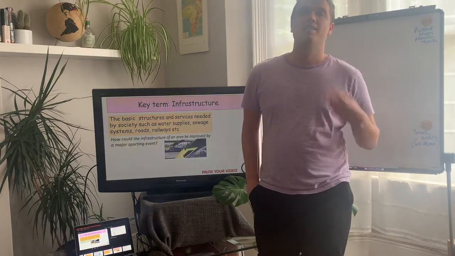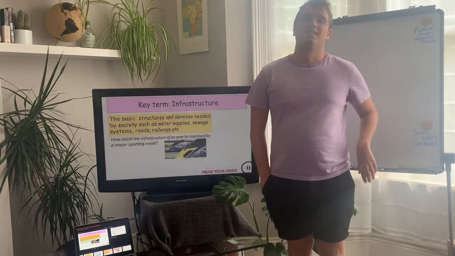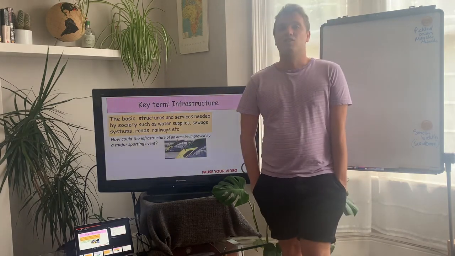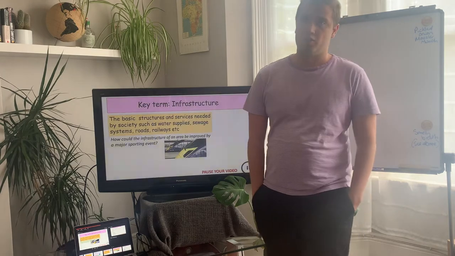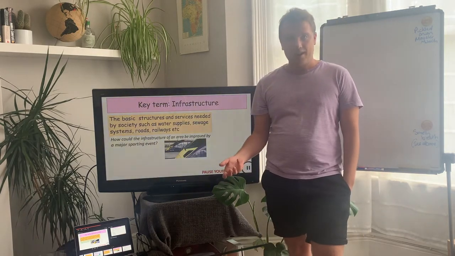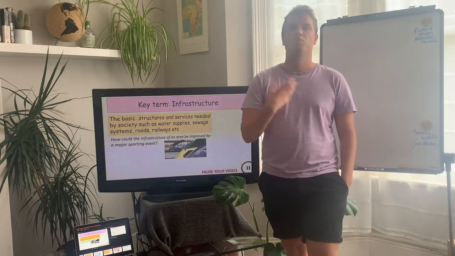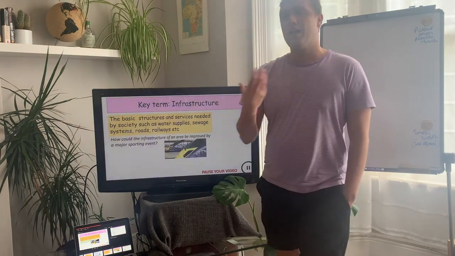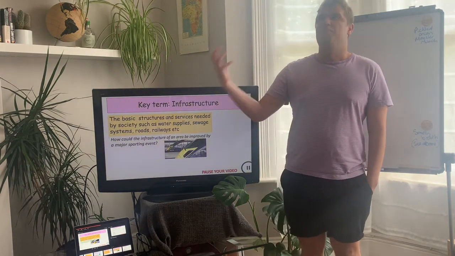So when a place gets more money generated into its economy, it then leads to improvements in infrastructure, which inevitably then helps a place develop. It makes people want to live there. It means more people move there, more houses are built. It makes a place more vibrant, more solid, all right?